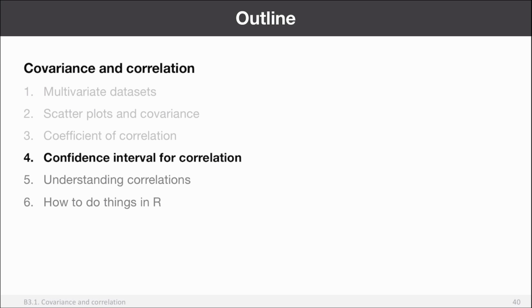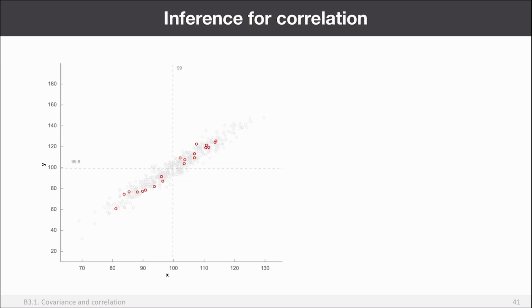All right, let's discuss how to make an inference on correlation coefficient. Well, first of all, what is an inference and why do we need it? On this plot, you can see that we have two variables, x and y, and the gray points, all these gray points, right? These are points for the population.